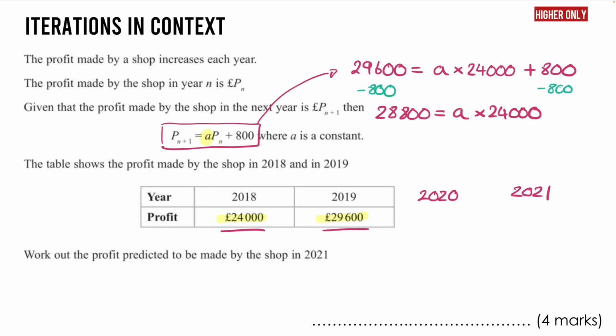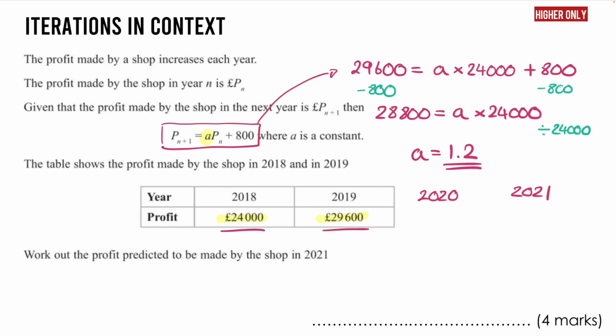24,000. So we can get the value of A here now by dividing by 24,000, and that's going to give us A is equal to, divide by 24,000, we get 6 over 5, or 1.2. 1.2 is a multiplier which increases by 20%. You can test it out. 24,000 times 1.2 gives us the 28,800. Then add 800 like we have in our formula and we get 29,600. So there we go, it matches, it works.